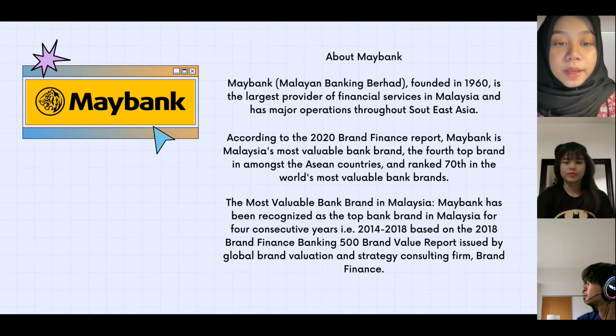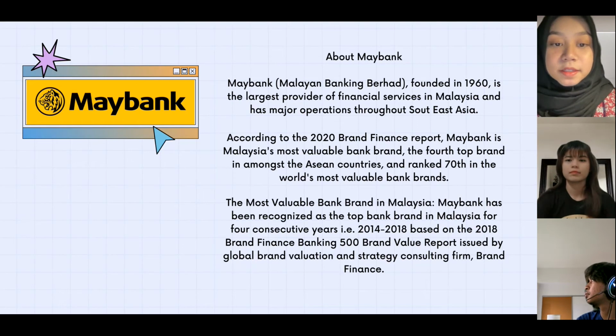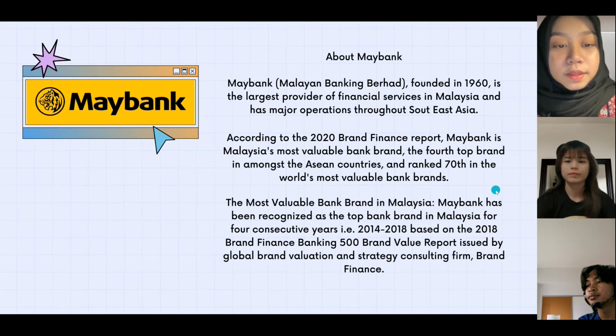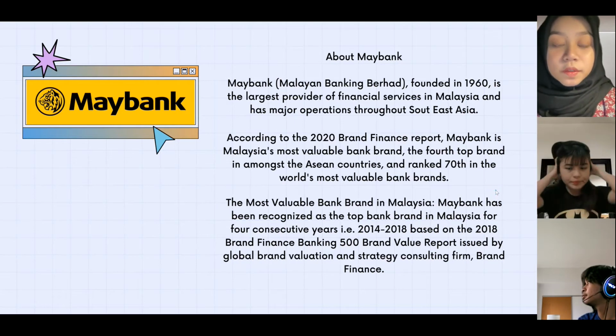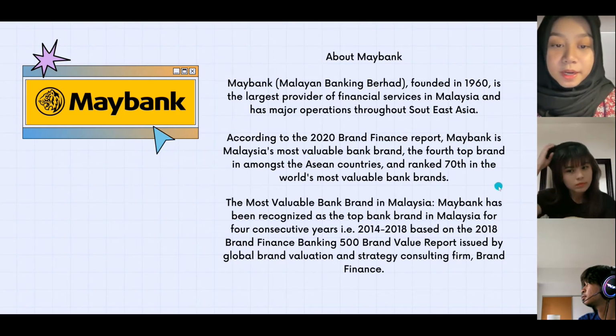The most valuable bank brand in Malaysia, Maybank has been recognized as the top bank brand in Malaysia for 4 consecutive years, 2014 until 2018, based on the 2018 Brand Finance Banking 500 Brand Value Report issued by global brand valuation and strategy consulting firm Brand Finance.